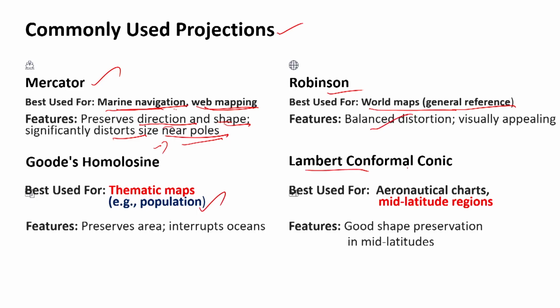Then Lambert conical projection will be useful for aeronautical charts. Again, it is useful for mid-latitude regions. Good shape preservation for mid-latitude countries or regions, whatever it may be.